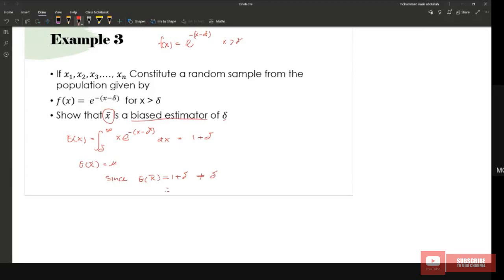then we can say that x bar is a biased estimator for delta, right? Are you clear with example number three? So we already showed that if the expected value is not equal to delta, then it's a biased estimator, right?